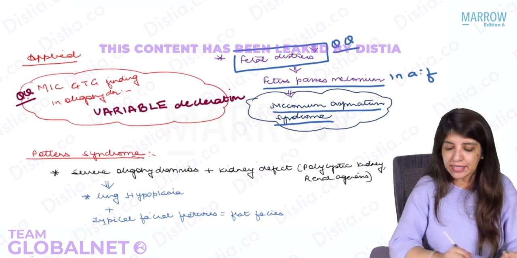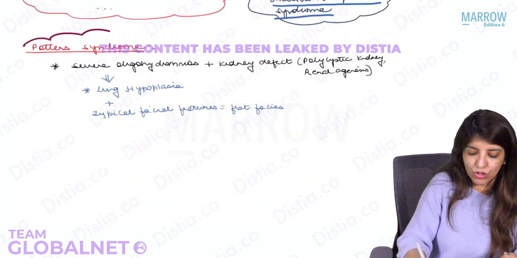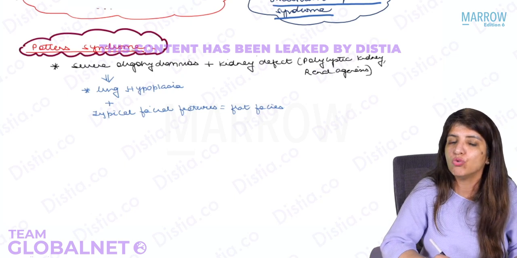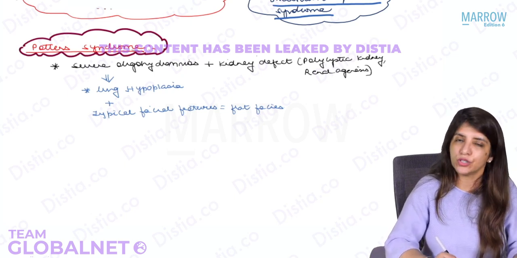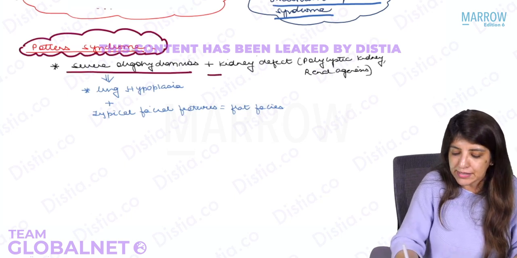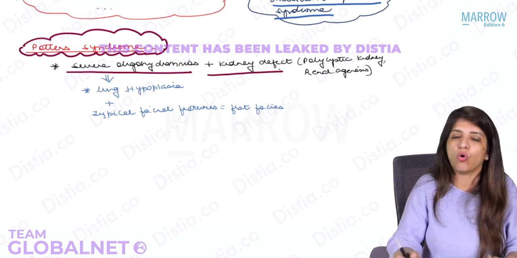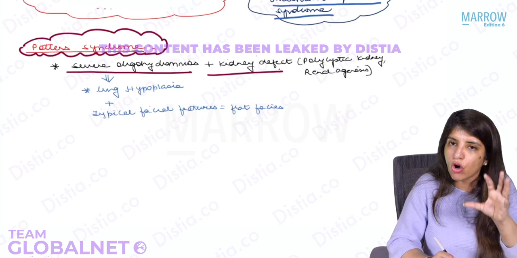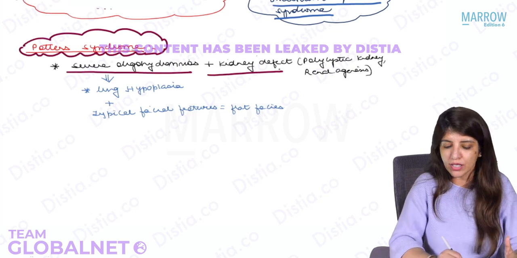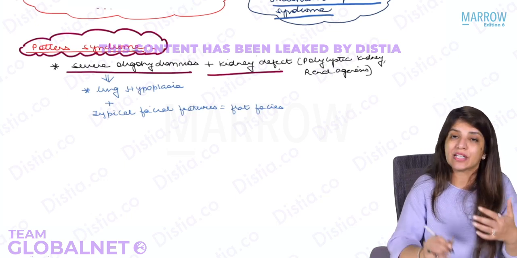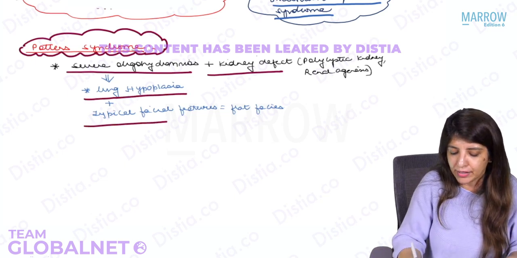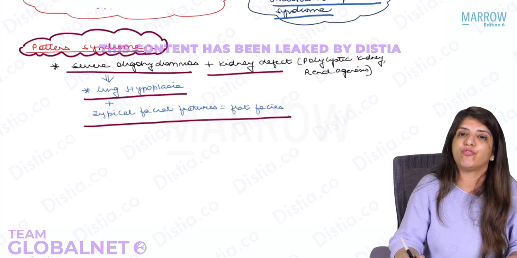Then there is one syndrome which you have to remember, and that is Potter's syndrome. There are two syndromes which I'm going to tell you related to oligohydramnios. One of them is Potter's syndrome. In Potter's syndrome, there is severe oligohydramnios plus a kidney defect like polycystic kidney or renal agenesis. So because of polycystic kidney or renal agenesis, there is severe oligohydramnios, and this is going to happen in first trimester. Kidney defect is going to happen in early trimesters. So there will be lung hypoplasia and typical facial features like flat faces.